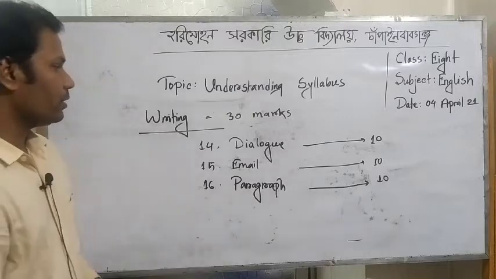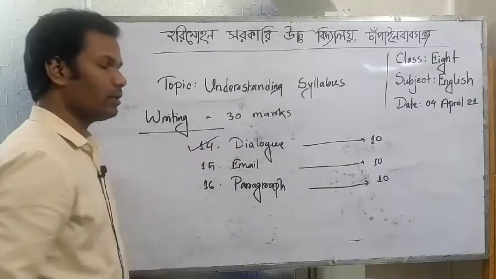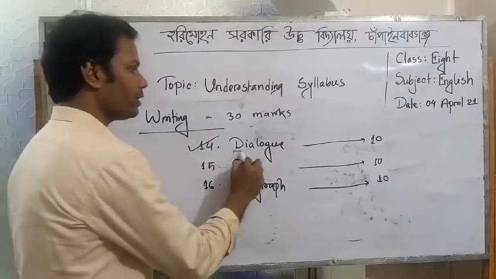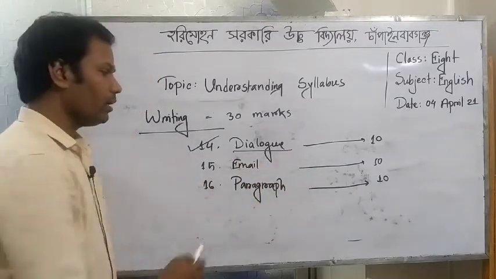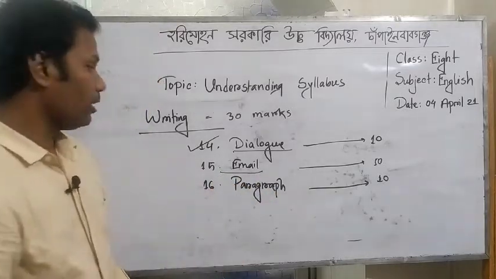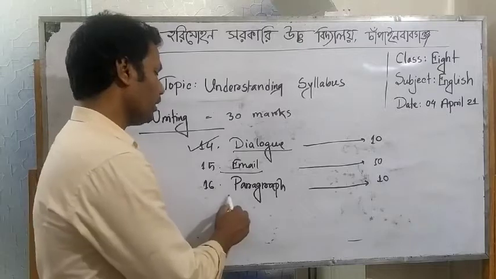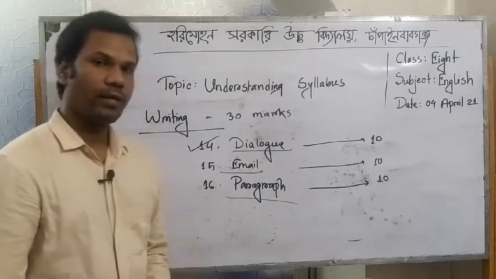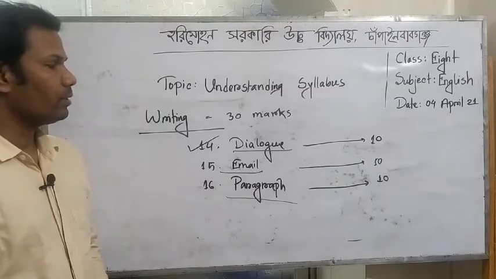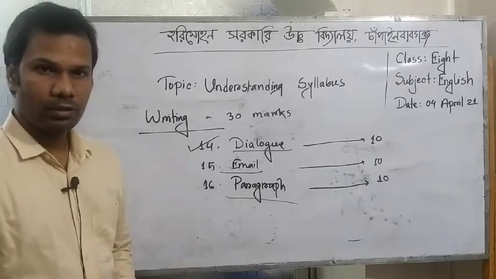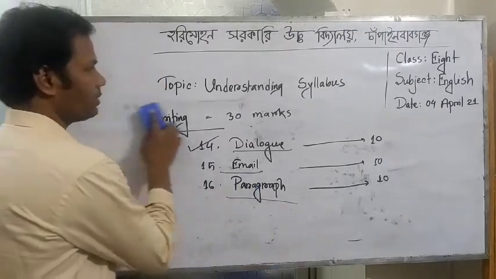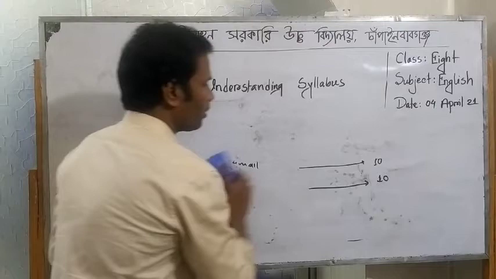Okay, we have to follow these items, and of course there are some formats. There is a format for dialogue writing, and you have to follow the format. And for the email, there is a certain format, and you have to follow it. And of course the paragraph also has a format and you have to follow it. These are the writing items. That means these are the total 100 marks in your syllabus. Okay, let's have a summary of it.